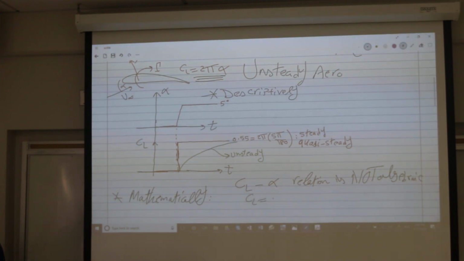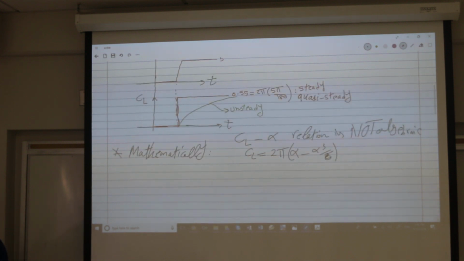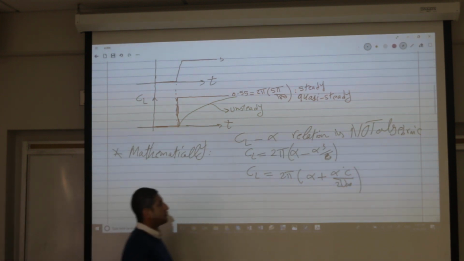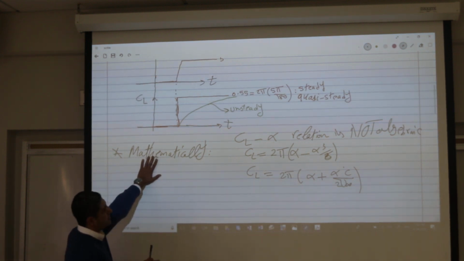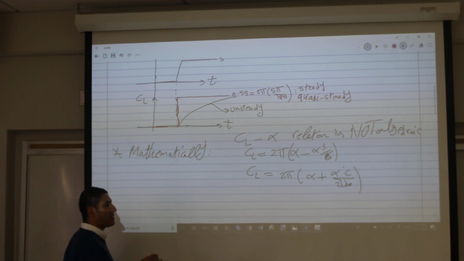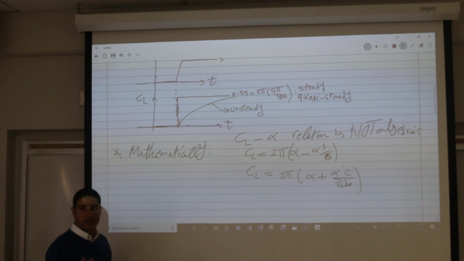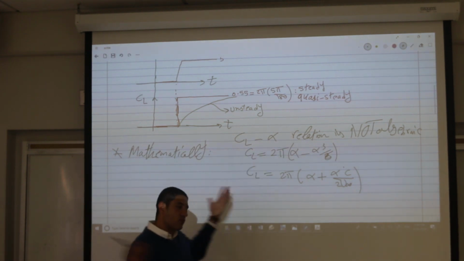CL alpha is not 2 pi alpha, even if you add nonlinearity. Even if you add, and you just saw that, even if you add alpha dot dependence. So what do I mean by this point? I mean, how to judge whether a given model is an unsteady model or not, from the get-go, without studying anything. You give me 2 pi alpha, of course it's not unsteady.